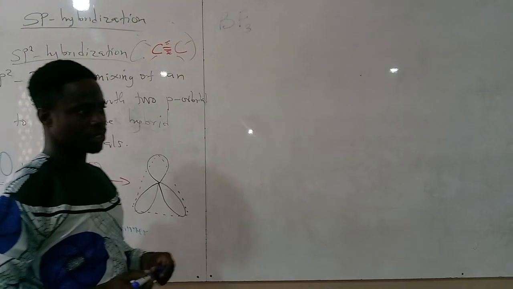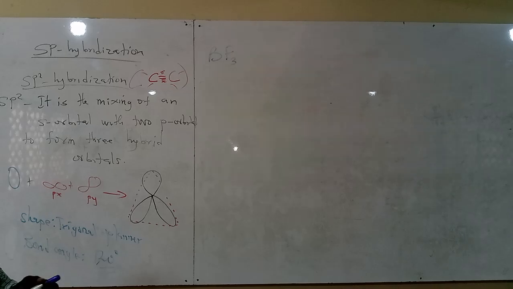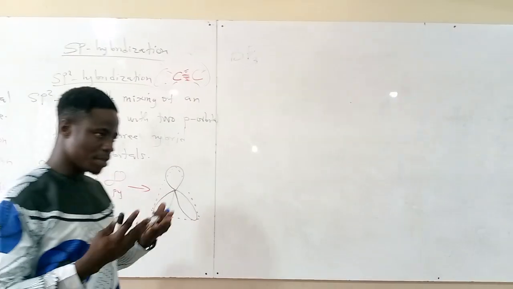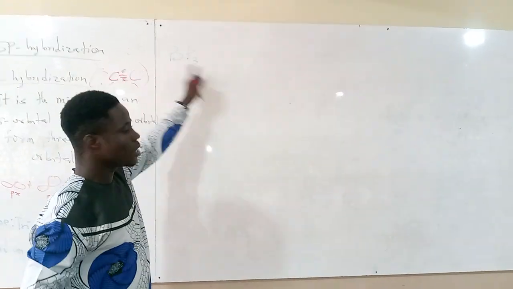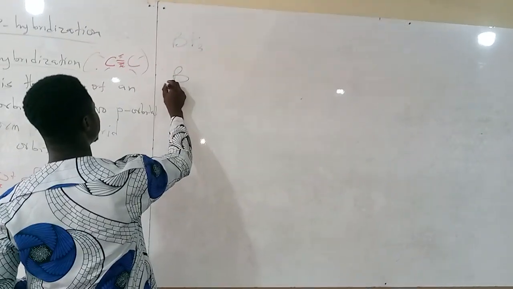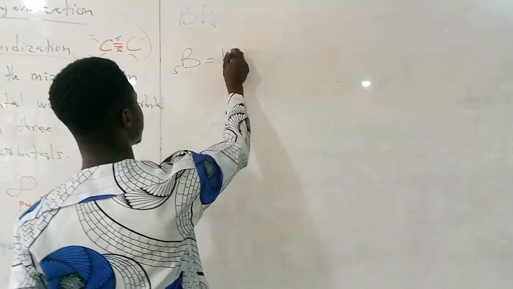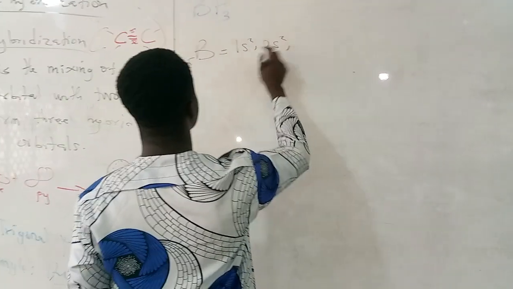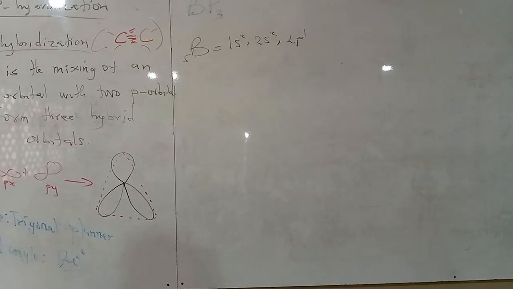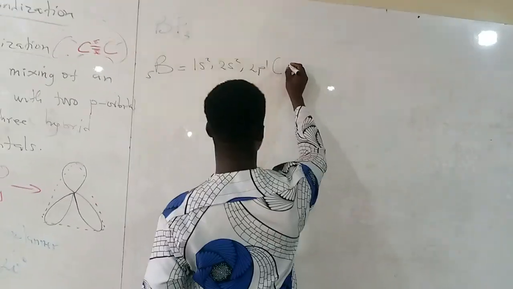So let's look at an example like BF3. The first thing you need to ask yourself, just like we said, is: what is the central atom? I've explained that the central atom is the most positive element. So between boron and fluorine, we know boron will be the central atom. Boron has atomic number 5, so we have to write its electronic configuration. In the ground state, 1s2, 2s2, 2p1. So this is 5, and this 2p1 is the 2px1. This state of configuration is what we call the ground state.